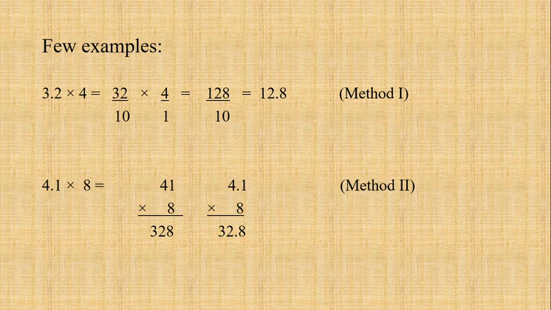Okay, so finally I get the answer: 4.1 multiplied by 8 will give me 32.8. Students, we have studied two different methods. Whichever method you feel is easy, you can refer to that method. You don't have to use both methods. But what I prefer is you try both the methods and then you finalize which method is easy for you and go through it.